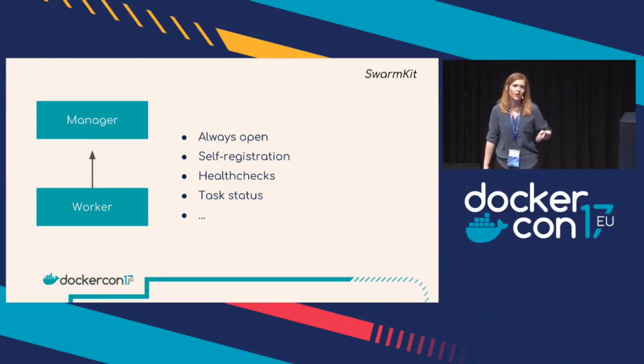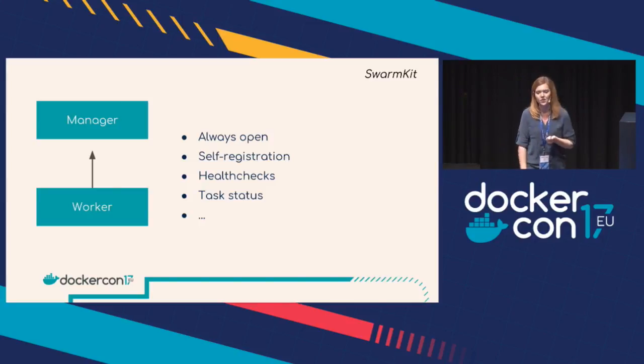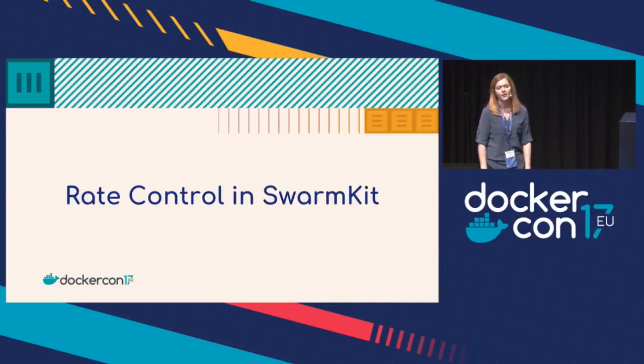But in SwarmKit, the worker is pulling a lot of stuff down from the manager. That connection is always open. The worker is self-registering with the manager. There are things like health checks, the worker is pushing task status, and a bunch of other stuff that I couldn't fit on this slide, even though we're in the hugest room, like a movie theater, still couldn't fit.